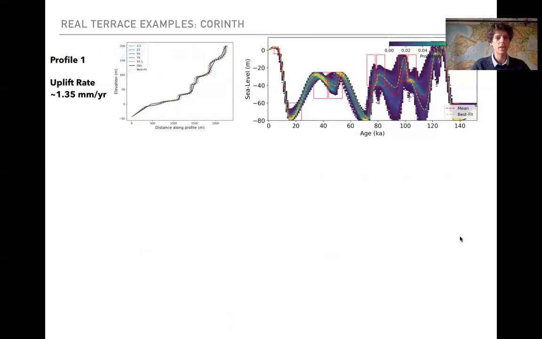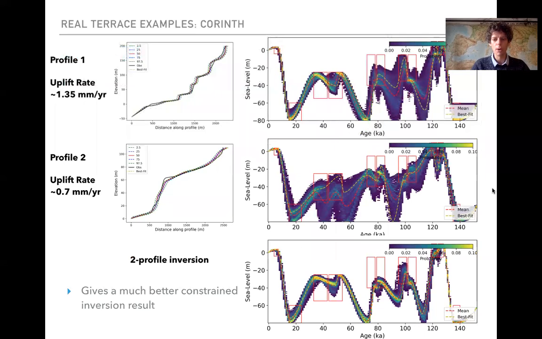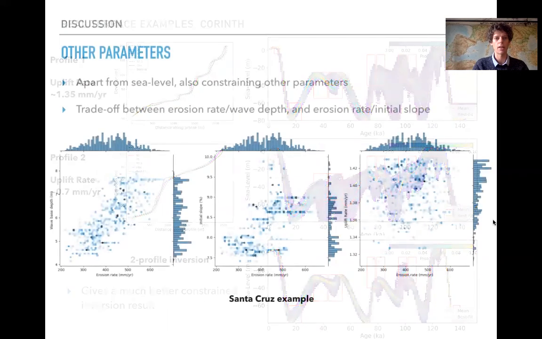So again, like with the previous example, if we take 2 profiles individually along this coastline, yeah, some parts are better resolved than others. But if we invert them both at the same time, it tends to get quite a unique amount of sea level histories that could have recreated both of these profiles. So yeah, this gives also much better results in that sense.